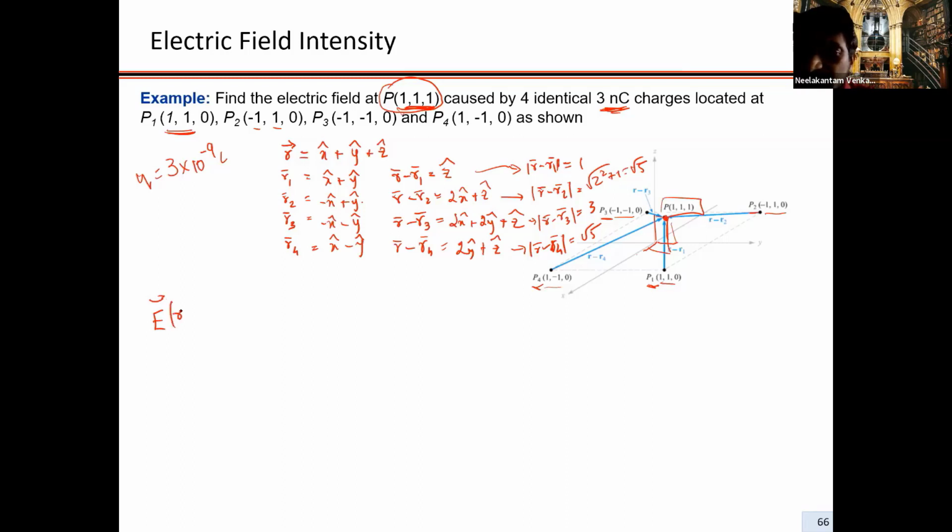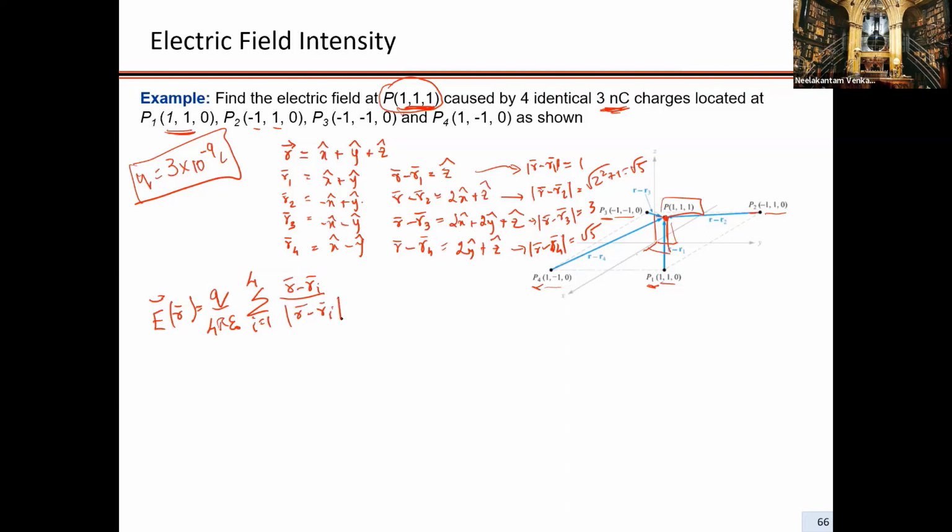So you got all the equations to put into the expression where you want to find the electric field at R. It is going to be 1 over 4 pi epsilon naught, sum over i equal to 1 to 4 because you're having 4 charges here. And the Q is common, the same, 3 times 10 to the power minus 9 coulombs. So I'm going to take the Q outside, R minus Ri over, and I'm going to substitute each of these four terms into here.